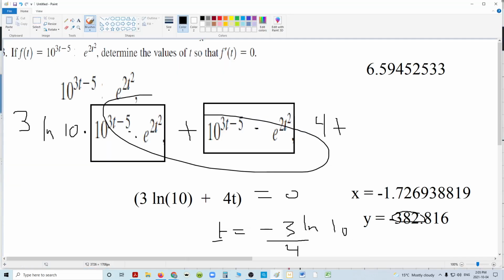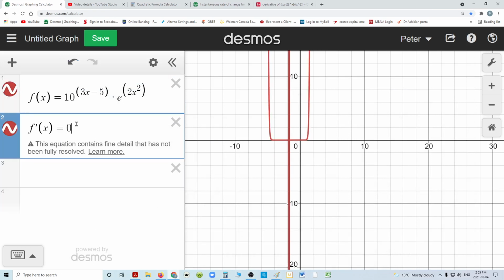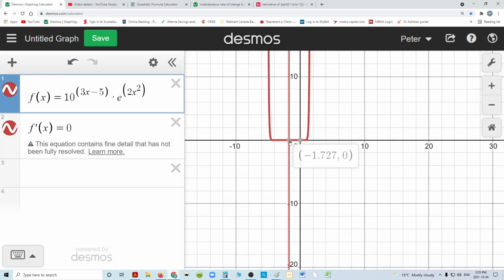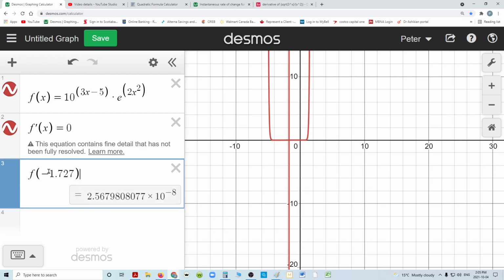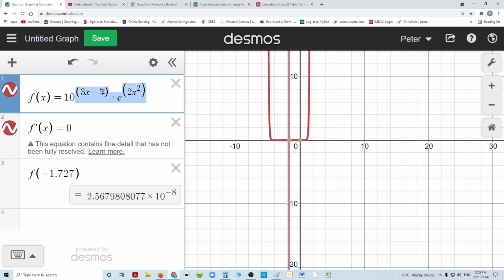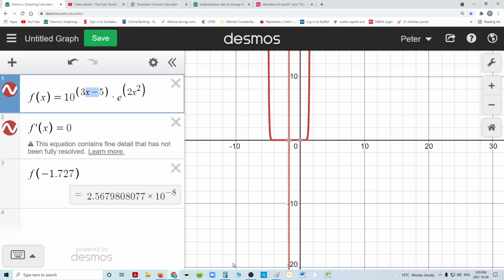Let's see if it's minus 382. So first of all, let's see when that's, it's saying it's minus 1.727. So let's find f of minus 1.727. Oh, no, it's saying it's minuscule. So I did some sort of calculation error when I did it up here. Oh, I know what I did. I wasn't supposed to subtract them. I was supposed to multiply them. But I did some sort of error in this one.